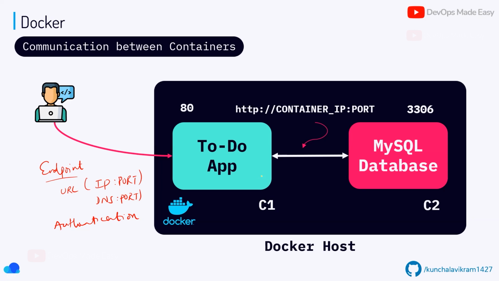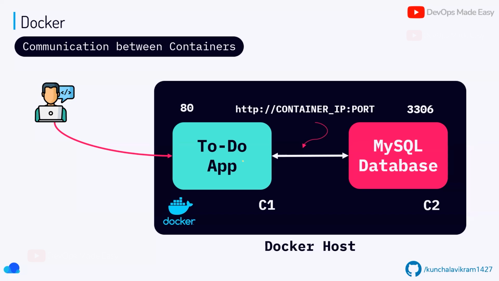So the to-do app requires the MySQL database's IP or the DNS name along with the port number. MySQL always listens on 3306. That is pretty standard. And also in order to connect to the database, your to-do app requires the credentials, right? The username and password. I'll set those when I create this database, so the credentials can be easily provided to the to-do app.